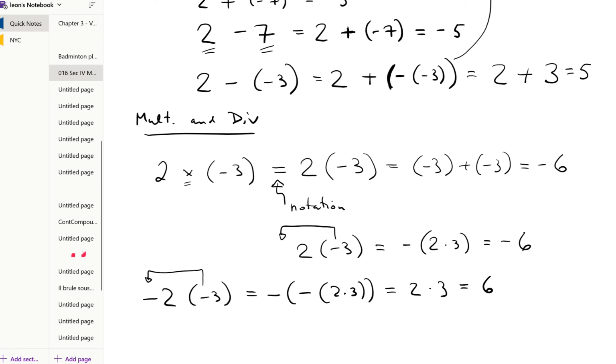So usually we will only write those steps here. We'll immediately count, oh, there are 2 negative signs multiplied together, 2 negative numbers multiplied together gives us a positive number. So we will omit this part here. Usually we won't write it down.